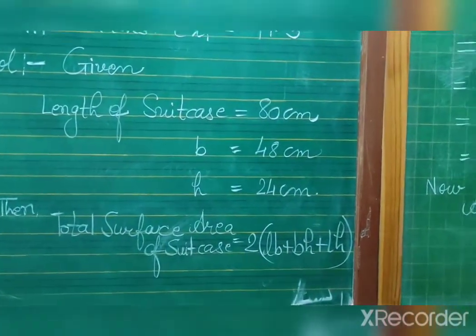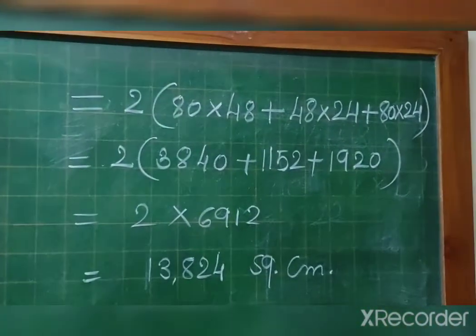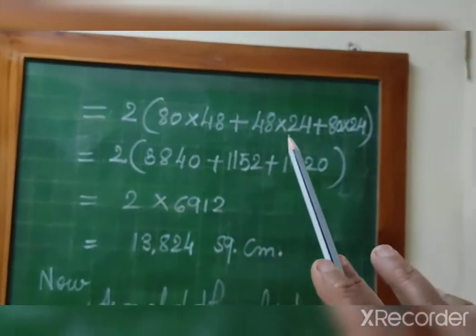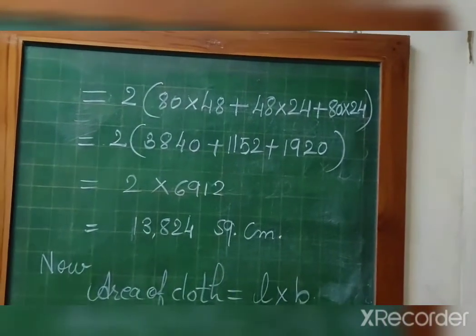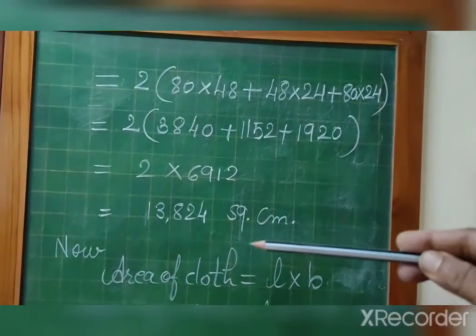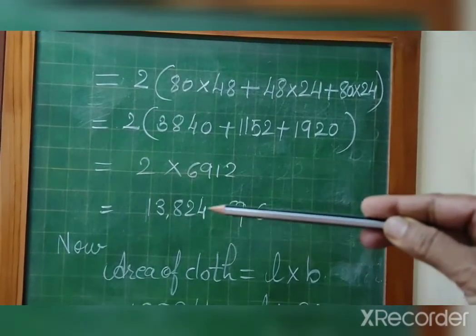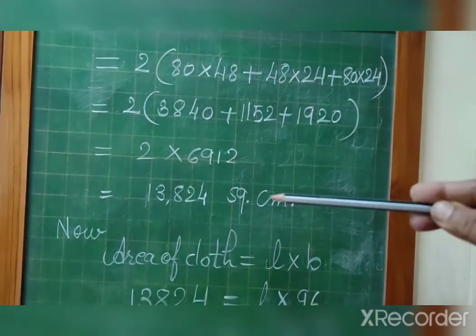So in the formula, when you put in the values, you will get 80 into 48 plus 48 into 24 plus 80 into 24, and when you calculate, you will get 13,824 square centimeter, you can see.